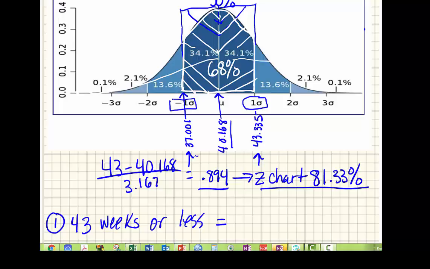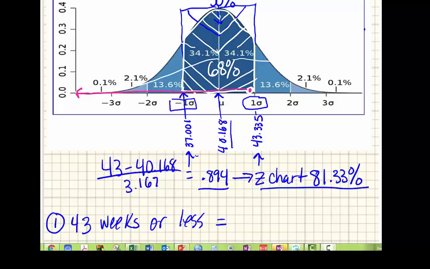So the question in front of us is 43 weeks or less. We know that 43.335 weeks is 1 standard deviation, so 43 weeks is kind of right here. It's not quite to 43.335, but it's very close. So the little pink dot represents the point of 43 weeks or less. So our question before us is, how much of the normal distribution falls between this little point right here and all the way down here to the origin, which is right there?